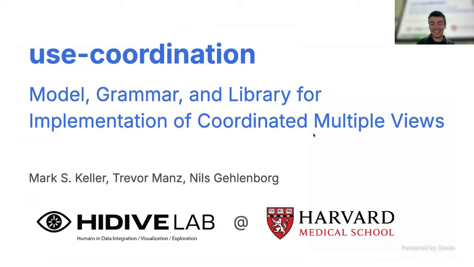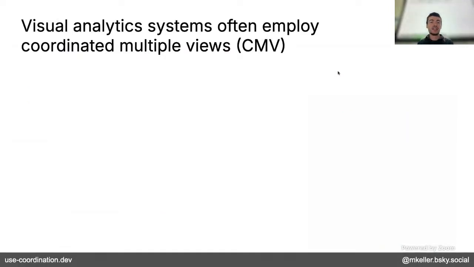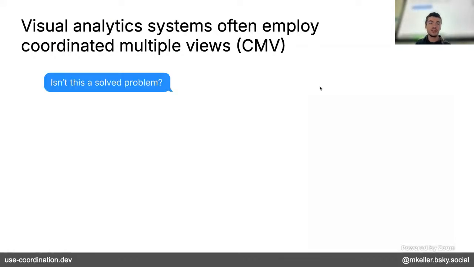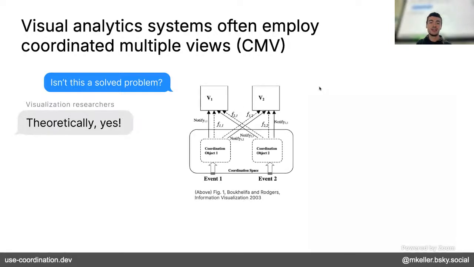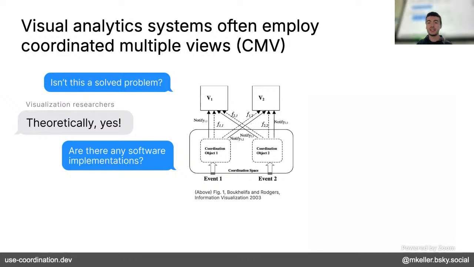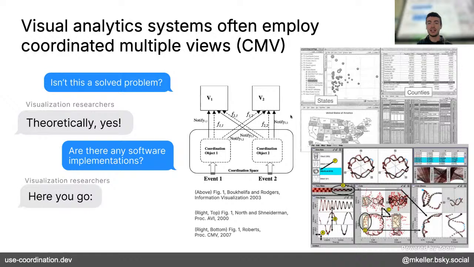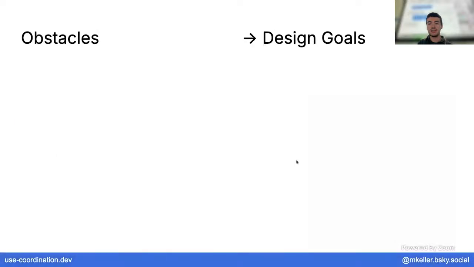I'm presenting here at Boston Viz this Vitessce coordination work. We know that visual analytic systems often employ coordinated multiple views. So you might think this is a solved problem, and in a sense, it is. There are many theoretical models for coordination in the information visualization literature. But then the next question you might ask would be, are there any software implementations? And there are, but a lot of these were published with the initial theoretical models and are therefore obsolete.